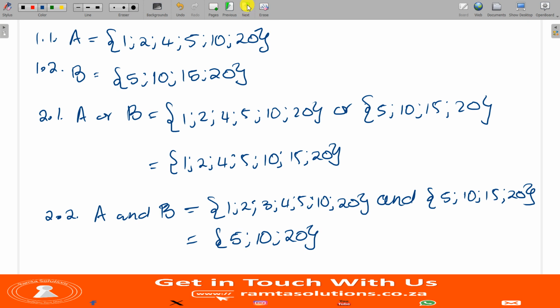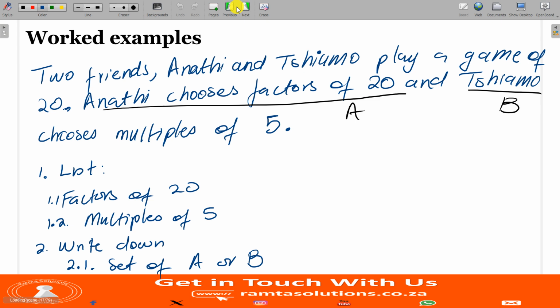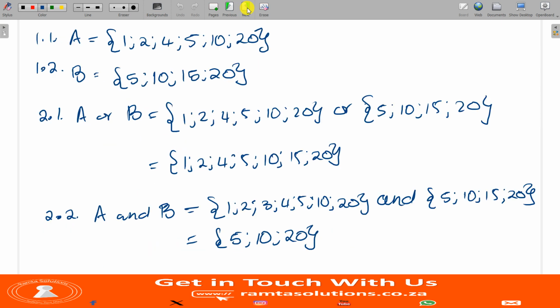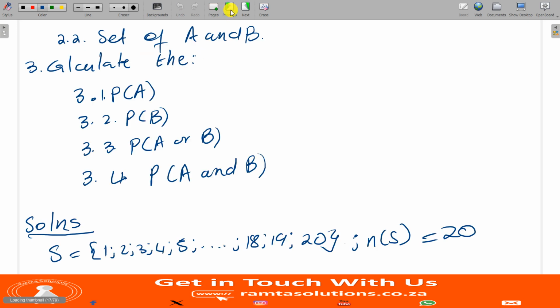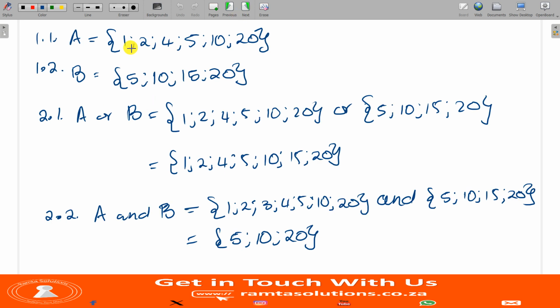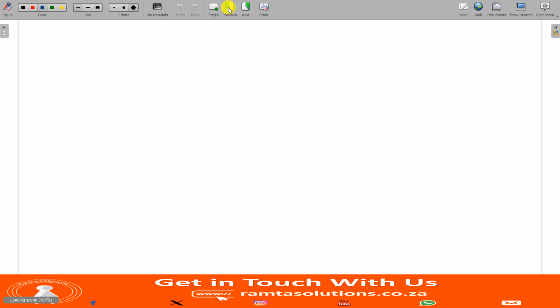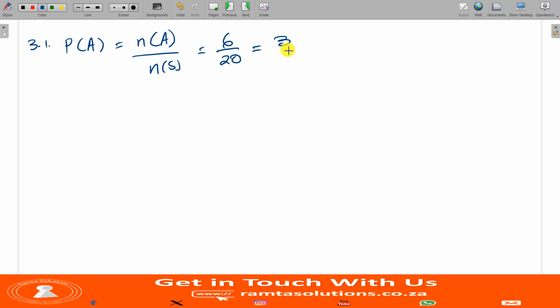Now, what is the next question? Oh, we must calculate the probabilities now. 3.1, we're looking for the probability of A. Probability of A is the number of outcomes of A over the sample space. So let's go back to check how many elements we have for A. 1, 2, 3, 4, 5, 6. So this will be 6 over 20. This is 3 over 10. We are good to go.